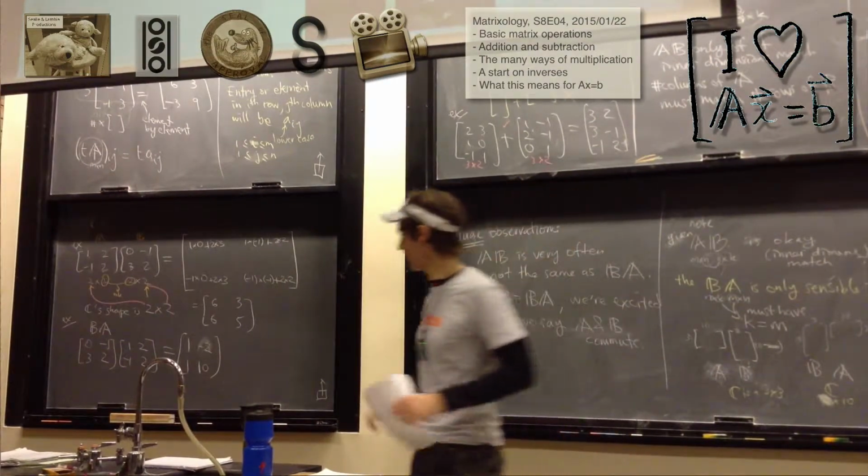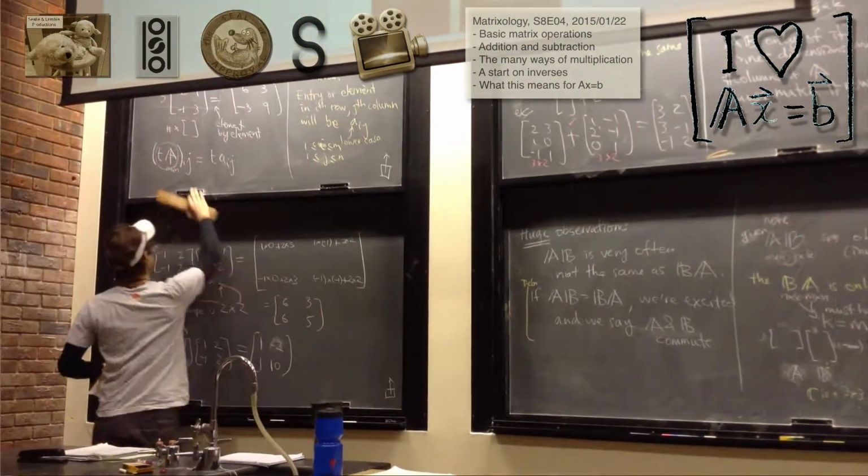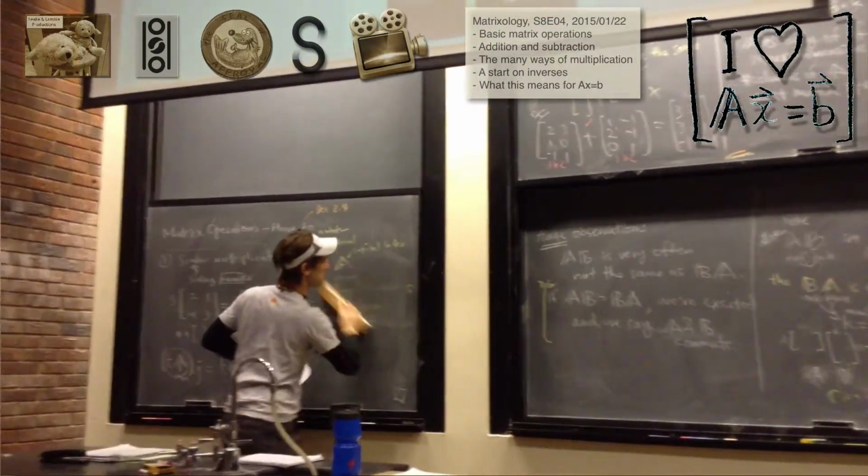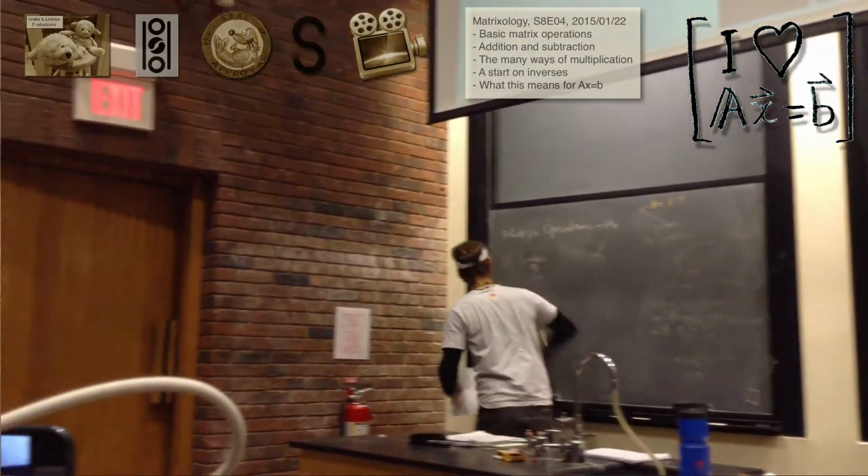Okay, so examples. Let's work with one particular pair of matrices and multiply them together in different ways. Okay.